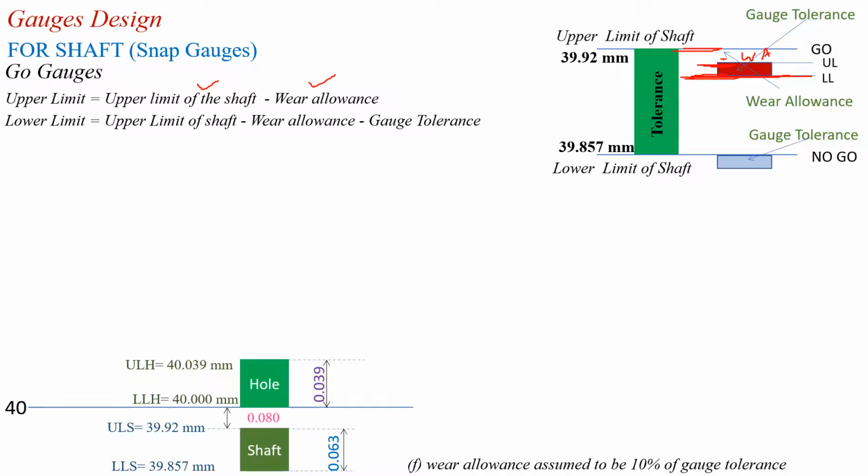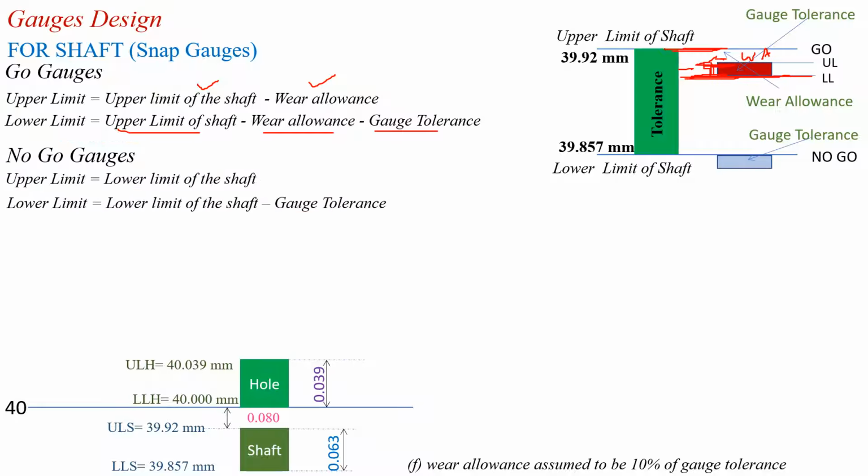This we can write as the upper limit of the shaft minus wear allowance, and this is the gauge tolerance, so minus gauge tolerance. So the lower limit of the go snap gauge equals the upper limit of the shaft minus wear allowance minus gauge tolerance. Similarly, next we find the relationship between the no-go gauge limits and the limits of the shaft. The upper limit of the no-go snap gauge is equal to the lower limit of the shaft, and this is the gauge tolerance, and this is the lower limit of the no-go snap gauge. Then the lower limit of the no-go snap gauge equals the lower limit of the shaft minus gauge tolerance.